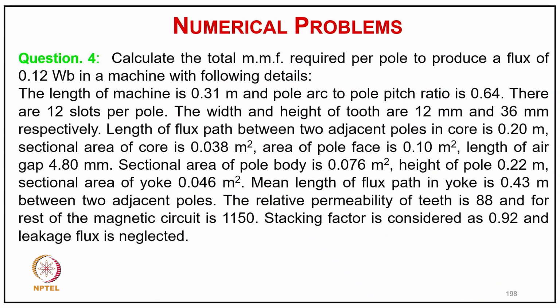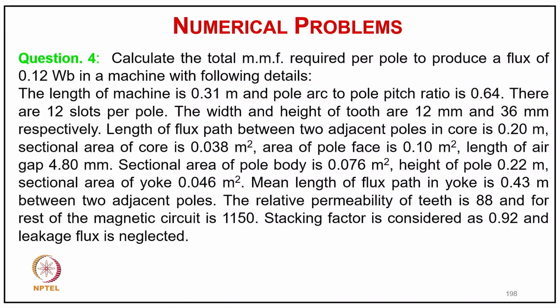Now coming to question 4: calculate the total MMF required per pole to produce a flux of 0.12 Weber in a machine with the following details. The length of the machine is 0.31 meter, the pole arc to pole pitch ratio is 0.64, and there are 12 slots per pole. The width and height of the tooth are 12 millimeter and 36 millimeter respectively. Length of the flux path between the two adjoining poles in the core is 0.2 meter. Sectional area of core is 0.038 meter square.